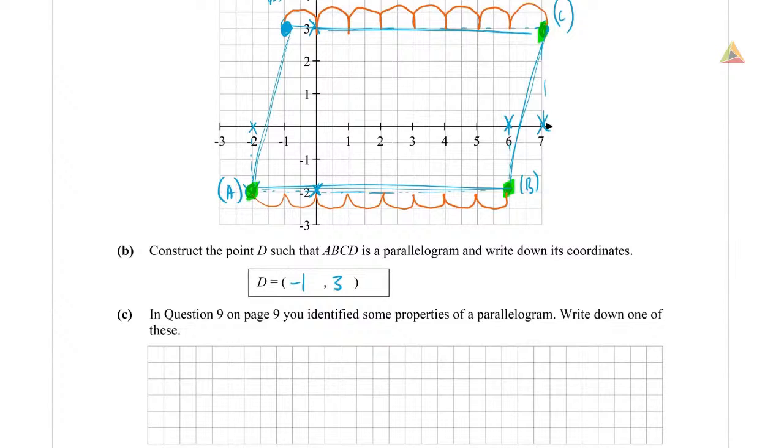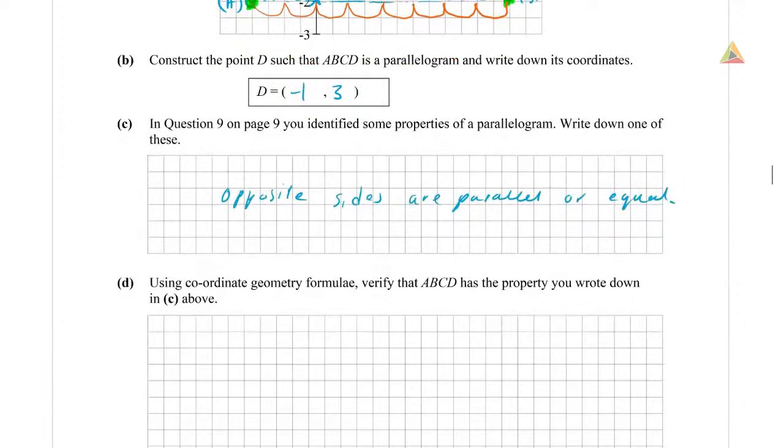So the most common one is that opposite sides are parallel or equal. So opposite sides are parallel or equal. So that would be perfect for that one. For D, using the coordinate geometry formulae, verify that A, B, C, D has the property that you wrote down in C above. Okay, so I'm going to go for opposite sides are equal. I'm just going to write this down again.